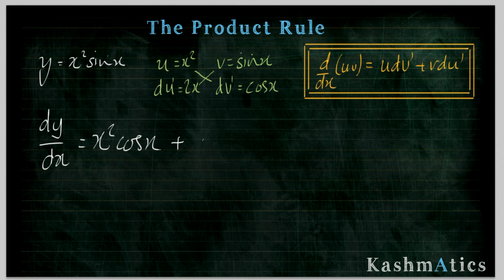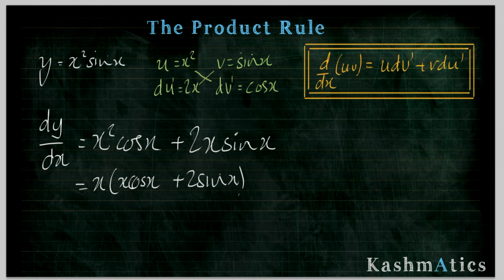Now I tend to write the 2x first. It just makes it look a little bit neater. There you go, sine x. And you may be asked to show that this simplifies to something, and in this case we can take out a factor of x. So let's just do that. So I've got x cos x plus 2 sine x. So that's the answer for the first example.